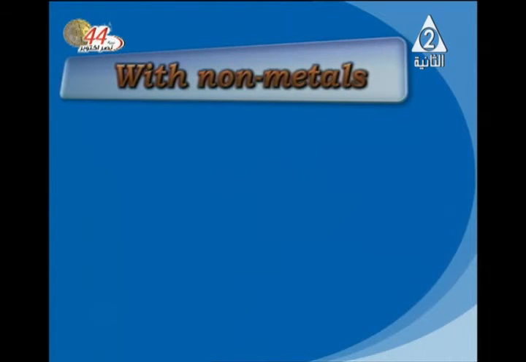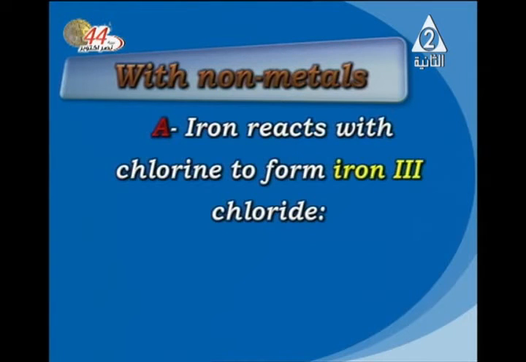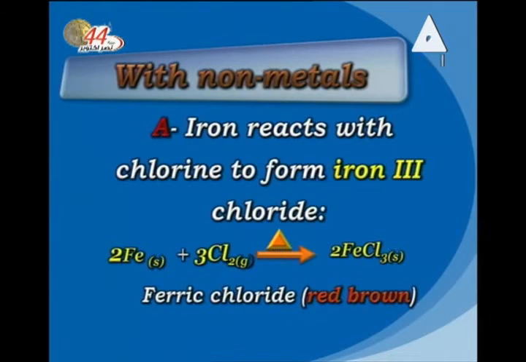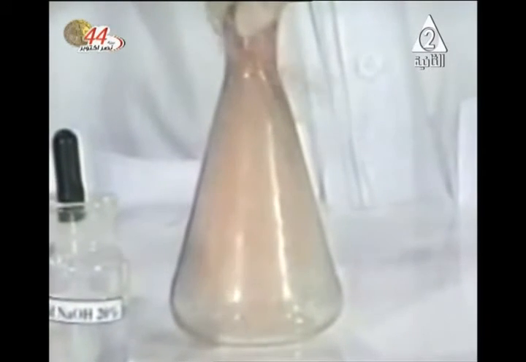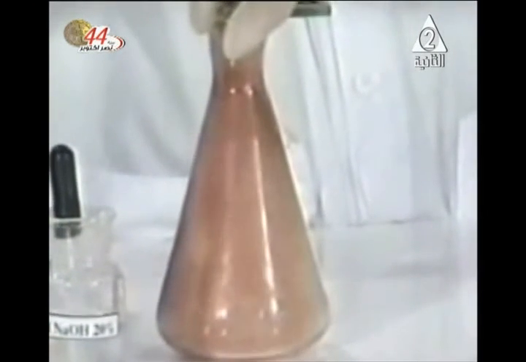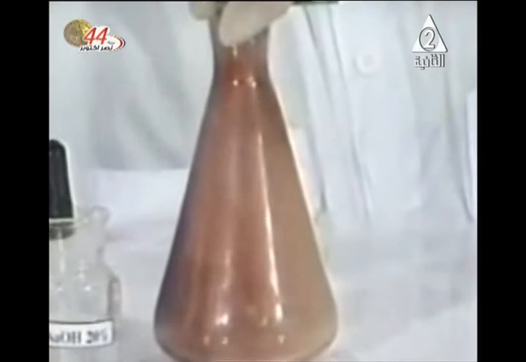The reaction of iron with non-metals. Iron reacts with chlorine to form iron 3 chloride, or we call it ferric chloride. As shown on the screen, the equation proceeds. Iron plus chlorine by heating gives iron 3 chloride, which has red-brown color, as the following animation shows. Here iron is heated in the presence of chlorine gas, and we form iron 3 chloride, shown on the screen, that has brown color.